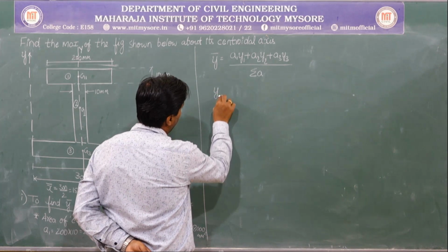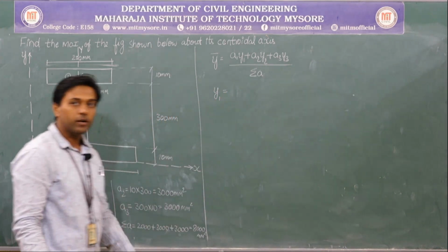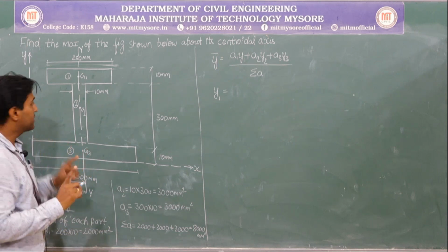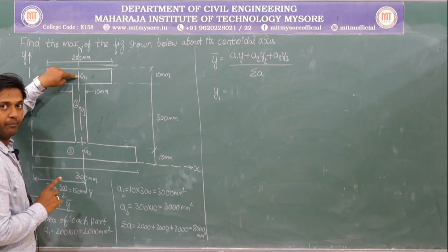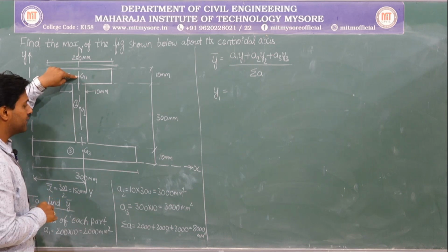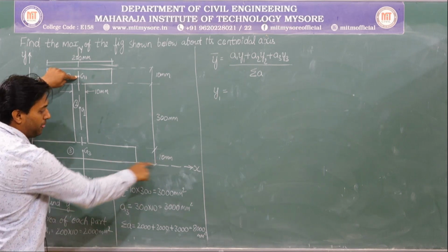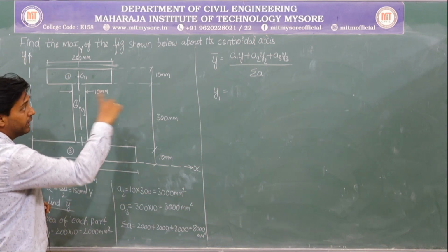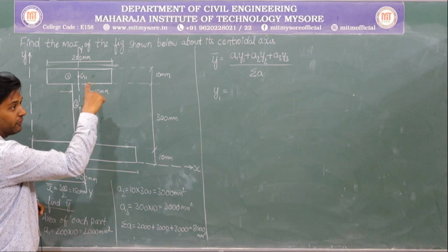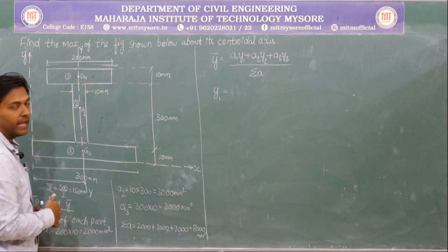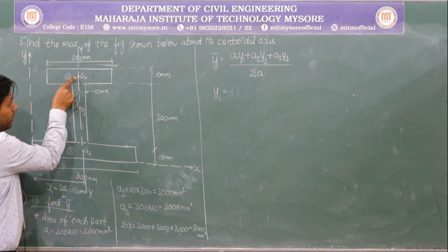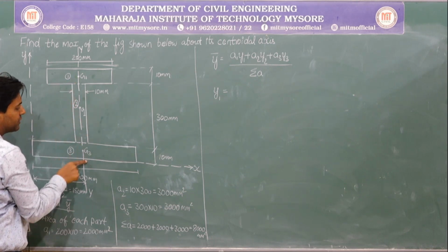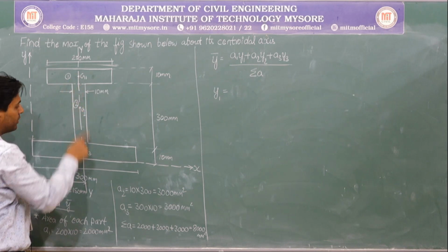So let me go with y1. What is that y1? Observe. It is the distance between the centroid of the concerned diagram till the reference axis. Which is our reference axis now? The x-axis is the reference axis. I want the y value, the vertical value. If I want the vertical value, I need to touch the horizontal line. So from the centroid of the concerned diagram till the reference axis, from here to here, I want the distance.